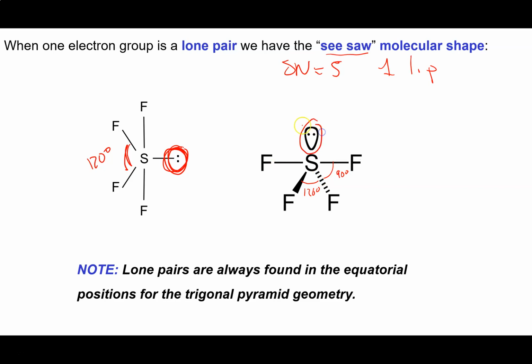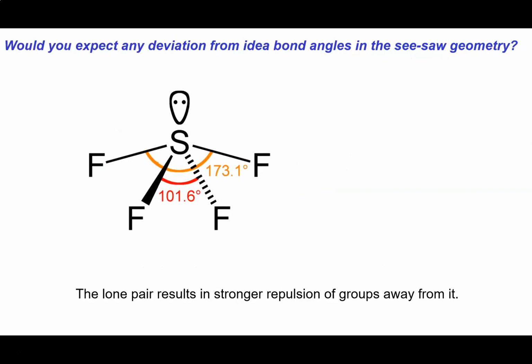We do have a lone pair there, and that causes everything to get squished up a little bit and move away from that. So we might expect this angle is going to be a bit greater than 90, and this one's going to be a little less than 120. And so when I look at that, what I see is instead of this being 180 between the two axial guys, it's 173. And instead of this being 120 between the two equatorial ones, it's 101 degrees. So you get a fairly decent deviation from ideality due to the lone pair.